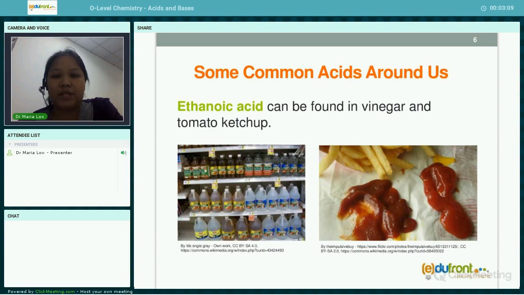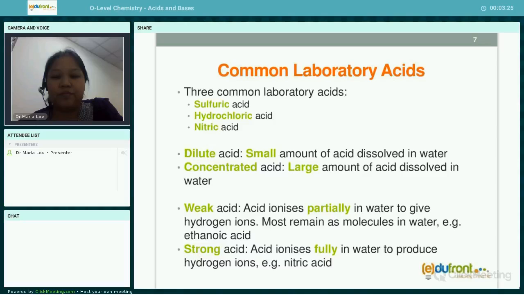Let's take a look at another acid that we have around us. Ethanoic acid is another common acid that is found around us, which can be found in vinegar as well as tomato ketchup. There are also some common laboratory acids that you can find in the school laboratory. The first one is sulfuric acid, the second one is hydrochloric acid, and the third one is nitric acid.